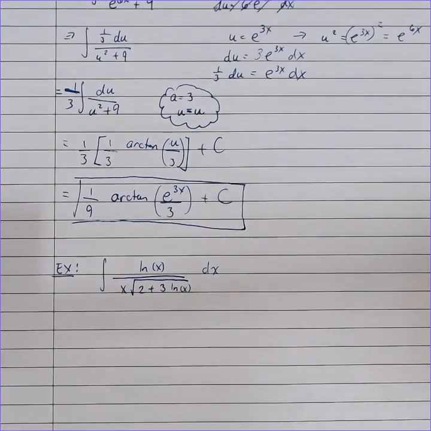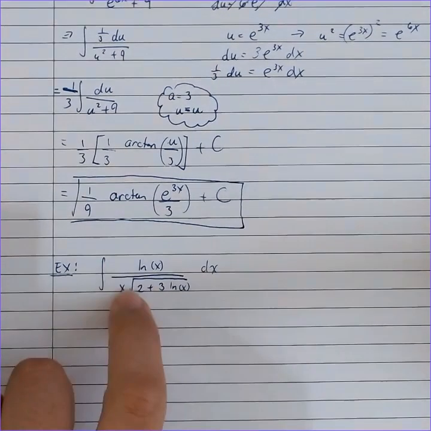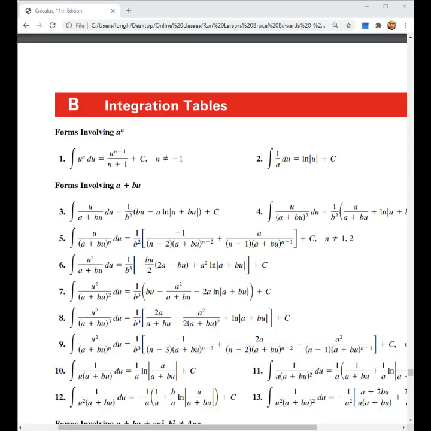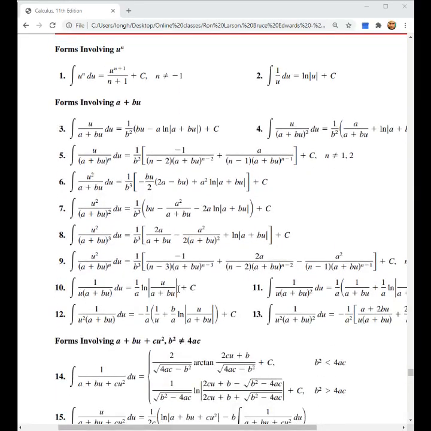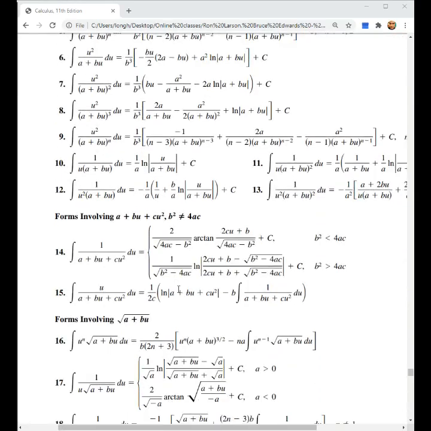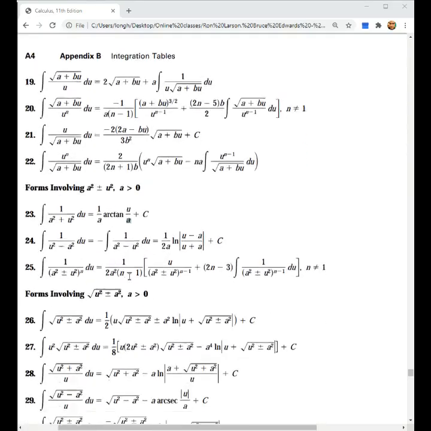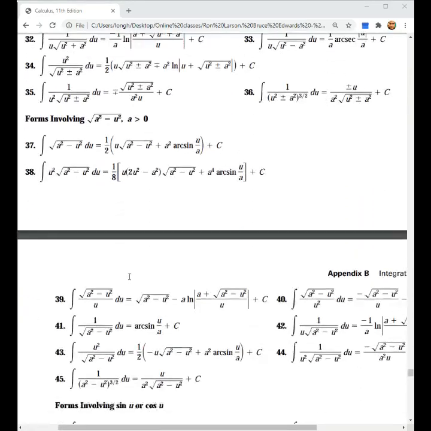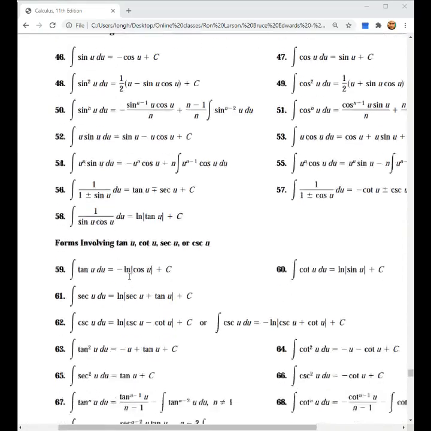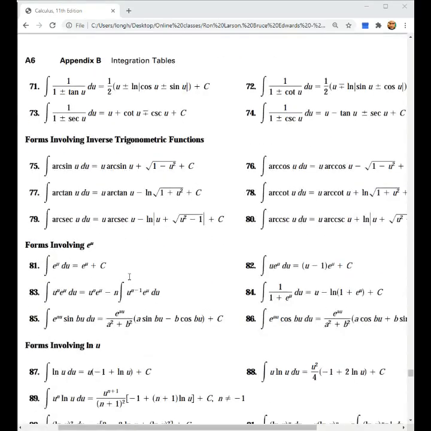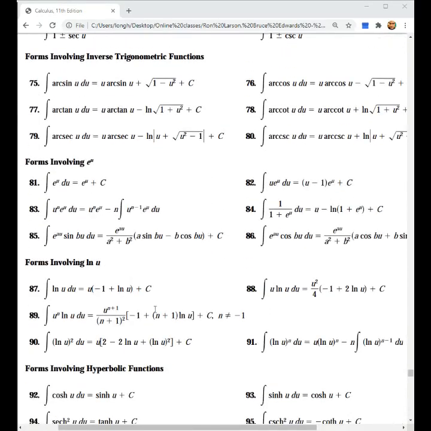So here, let's go back to our table and see what we can find. Maybe we'll get lucky and we'll see something that looks exactly like that. All right, so let's see. I'm looking for a natural logarithm divided by the square root of a natural logarithm. Okay, so yeah, nothing like that. I don't see anything remotely close to that.